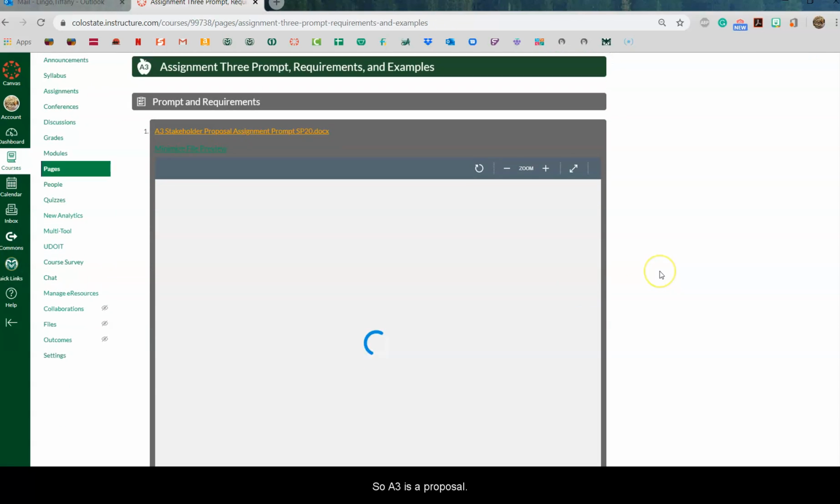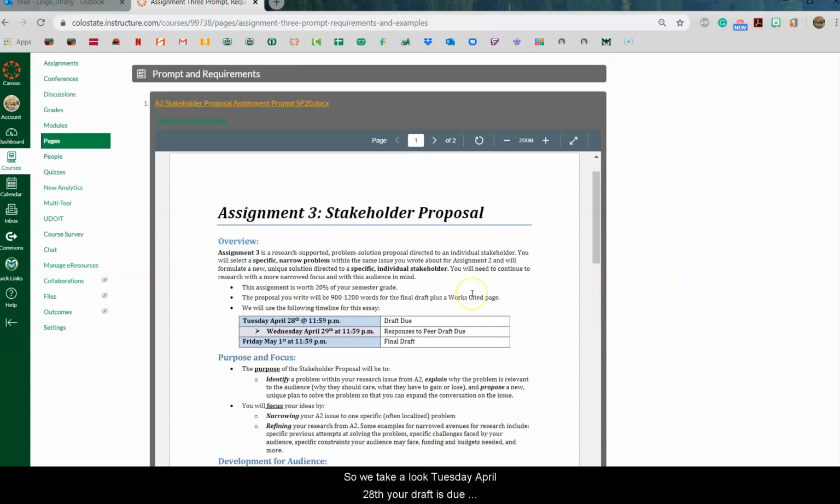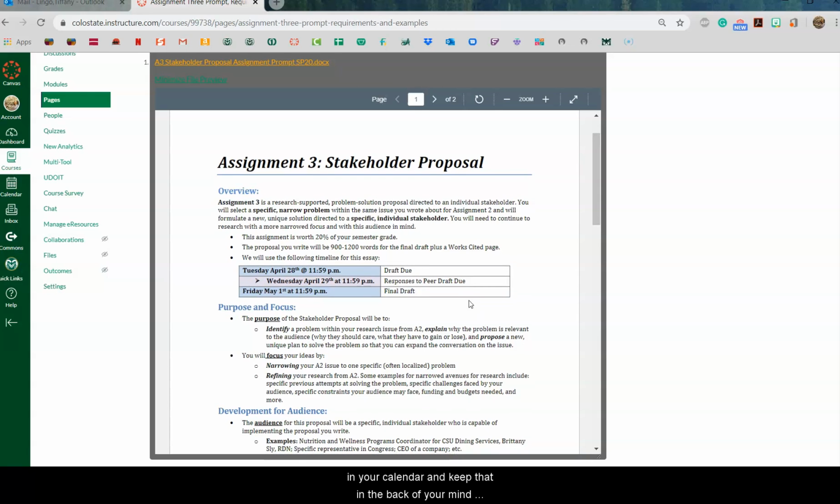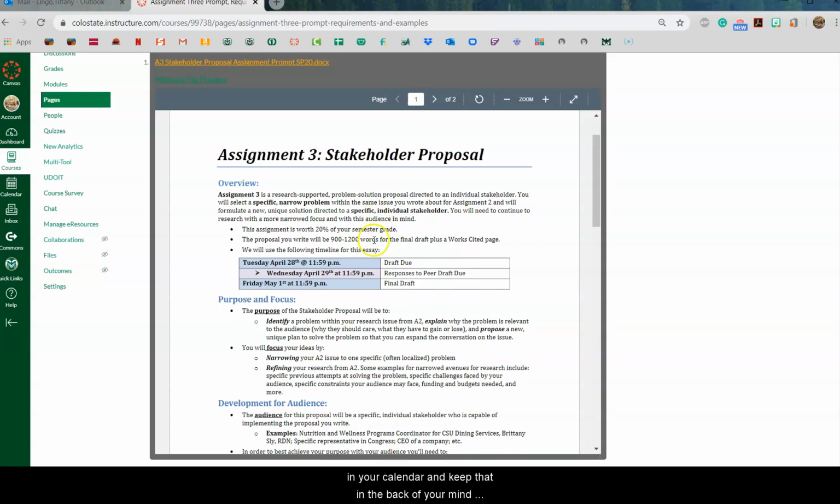So A3 is a proposal. So if we take a look, Tuesday, April 28th, your draft is due, and then the next day, just like we did with A2, you'll have 24 hours to respond to your peer. And then it's due May 1st, all right? And so kind of put that in your calendar and keep that in the back of your mind, okay?